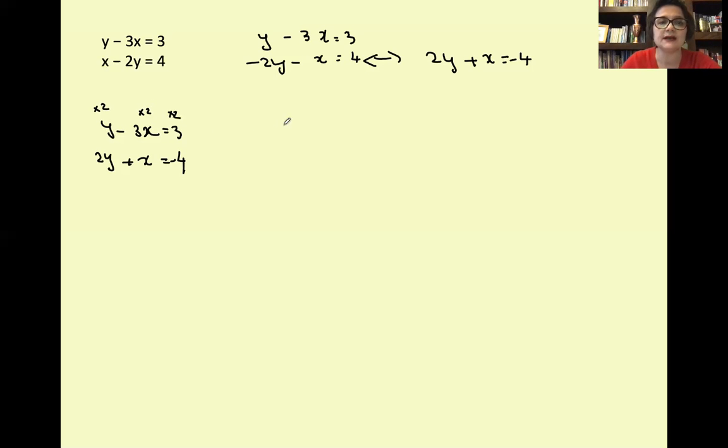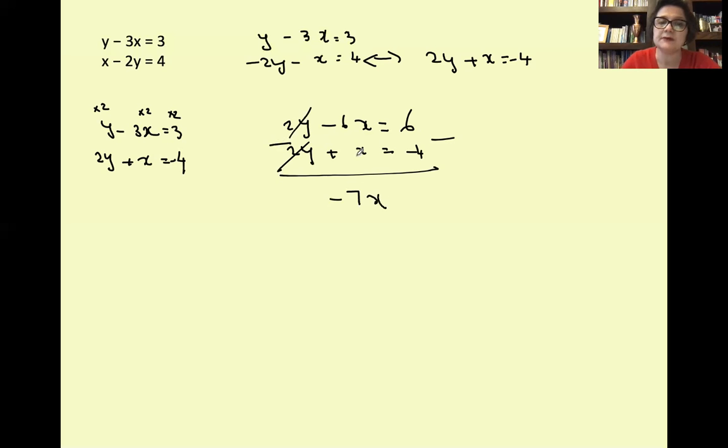So the first one becomes 2y minus 6x equals 6, right? And then 2y plus x equals minus 4. Can you see how I made the y's both with the same coefficient, both the same sign? And then now I can subtract easily, and I know that I'm going to get rid of the 2y's. 2y take away 2y is 0, right? Cancel them out. Minus 6x minus x becomes minus 7x.